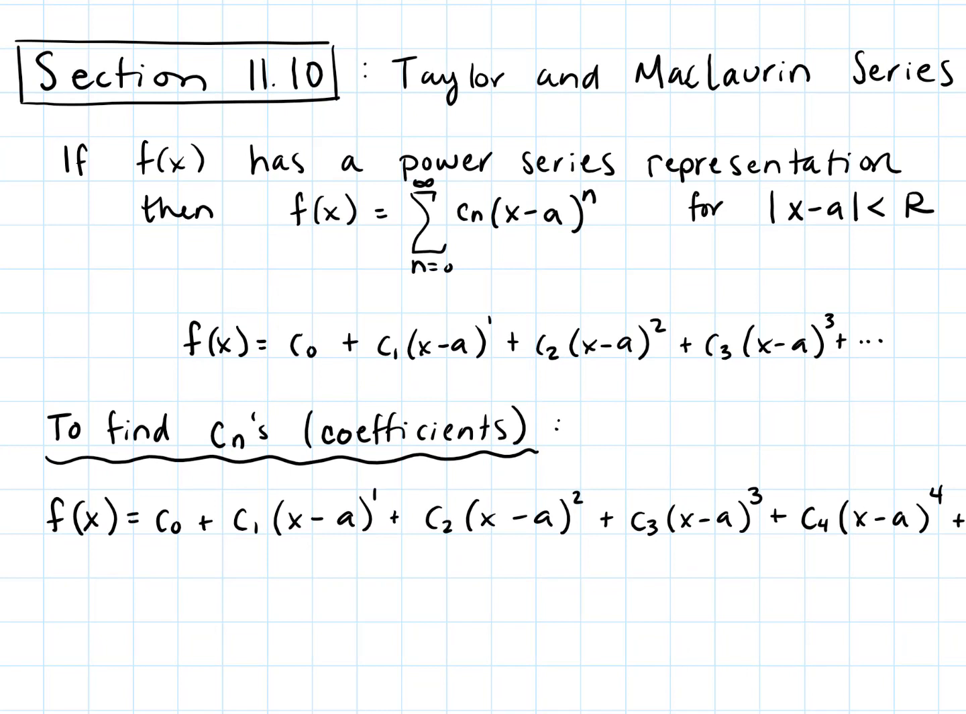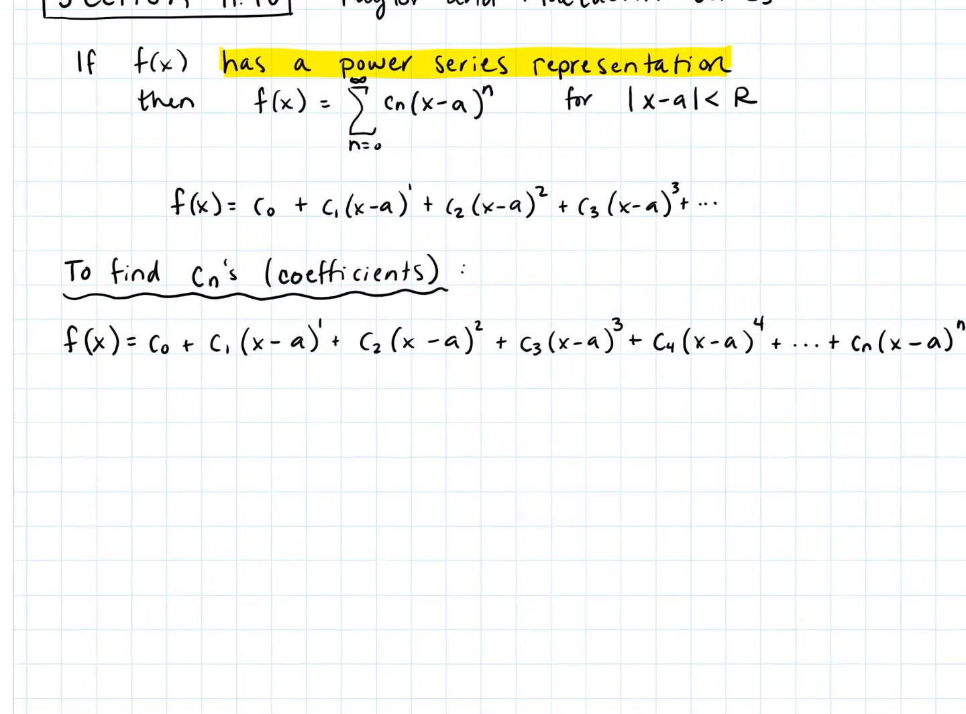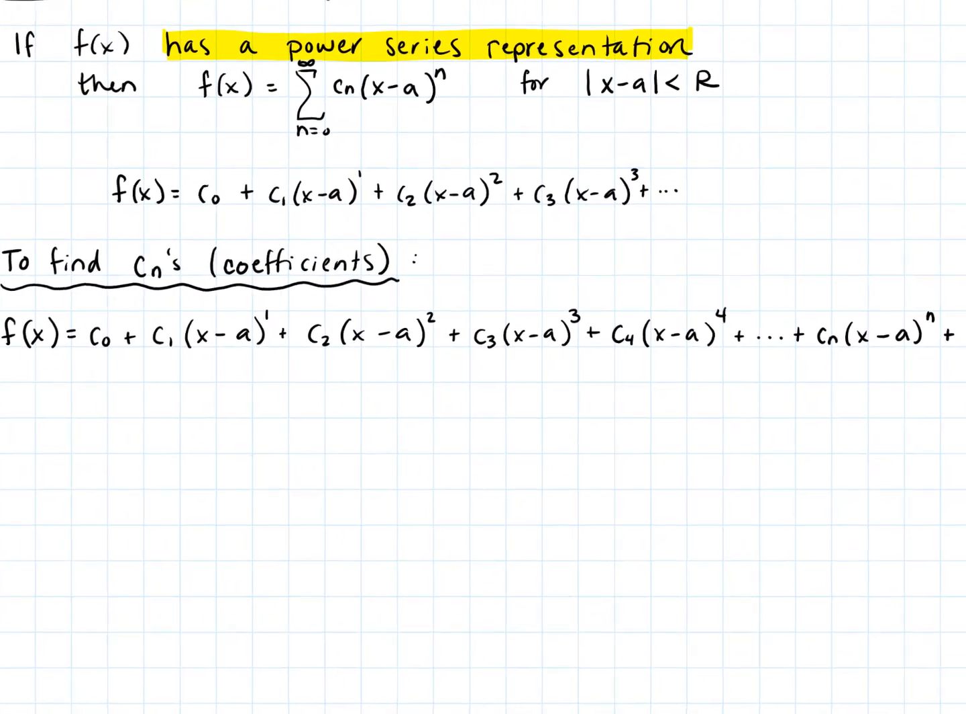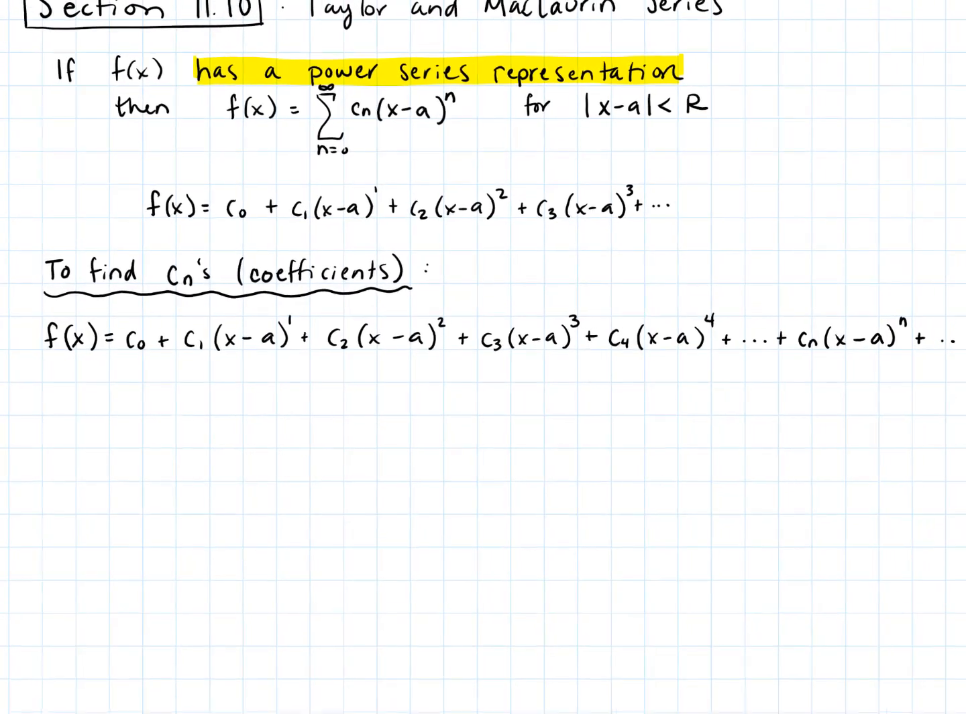Same thing I just had typed up there, but now we're going to do it and find those coefficients. So if we have a function f of x that has a power series representation, and there's the key, we'll talk about how we determine that in a little bit, then we know that the function is equal to c naught plus c1 times (x minus a) to the first plus c2 times (x minus a) squared, and on we go. So how do we actually find those coefficients?